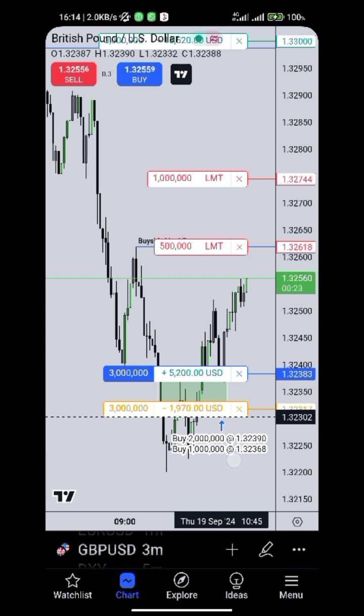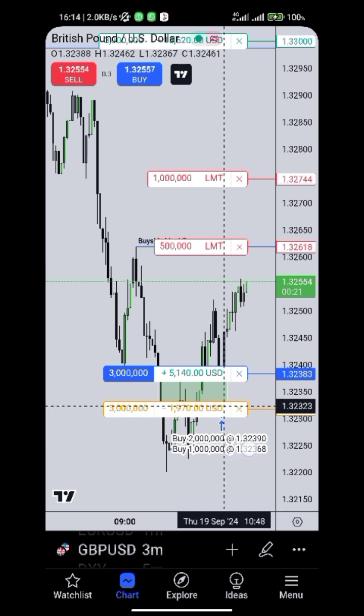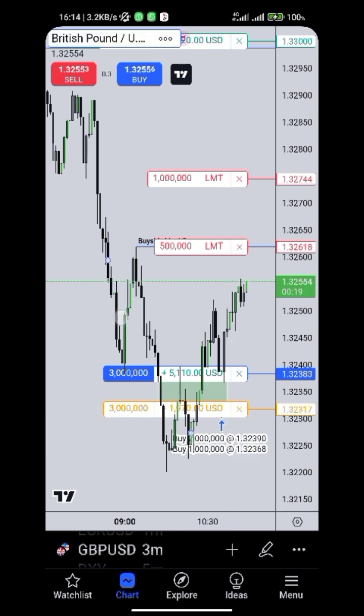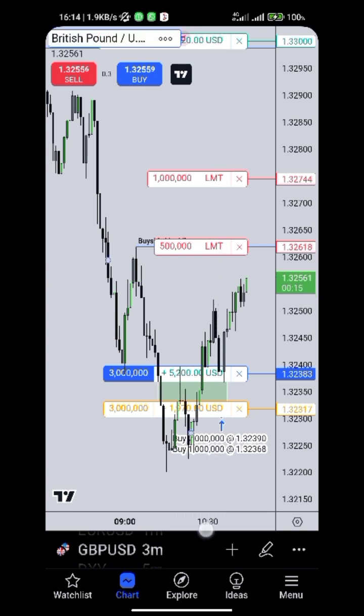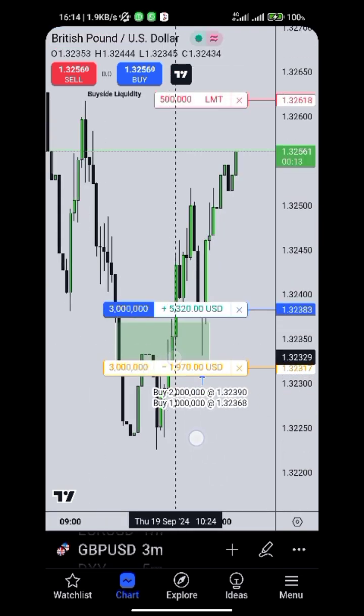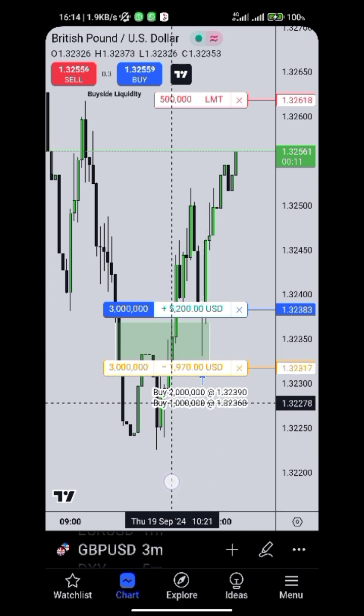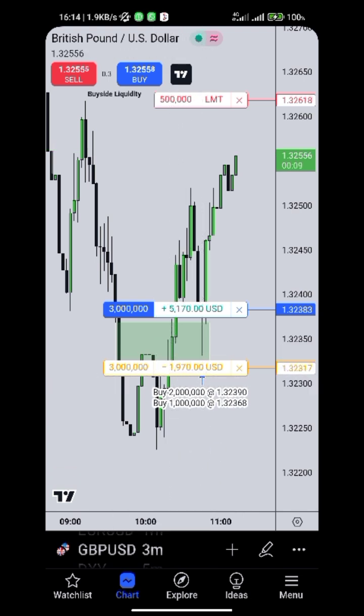So I waited for the 245 and 250 stroke 250. I put in the limit and I got filled. So you can see how close to the stop loss this came. So that's the FVG ICT teaches.